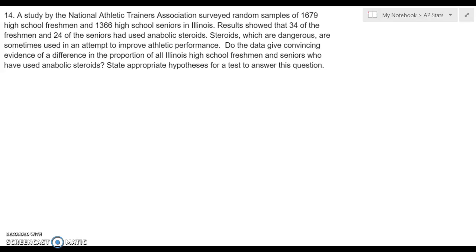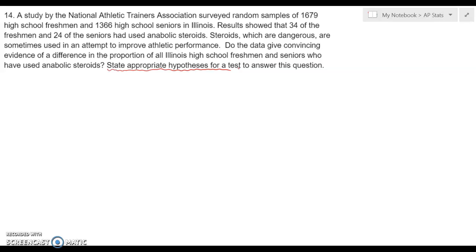All right, so I'll let you pause the video and read the context if you haven't read it already. But this is number 14. We're actually going to go through the full-blown thing. If you don't want to watch it, no big deal. But the question only asks you to state appropriate hypotheses. Just to give you a little more practice, we'll go through the full-blown state, plan, do, conclude, and actually run our test and make a decision.